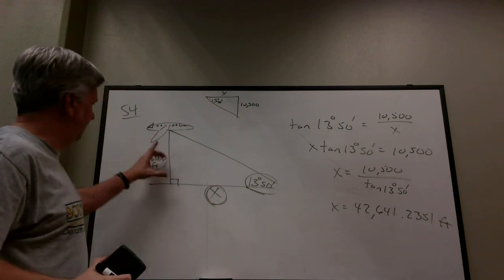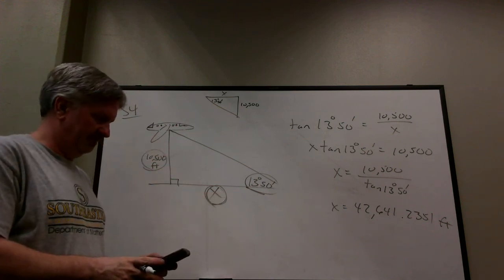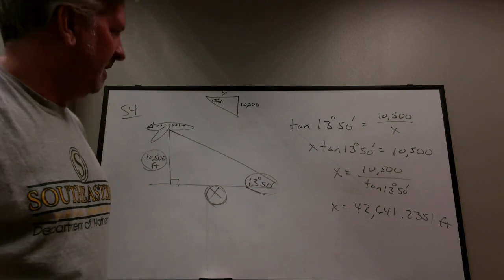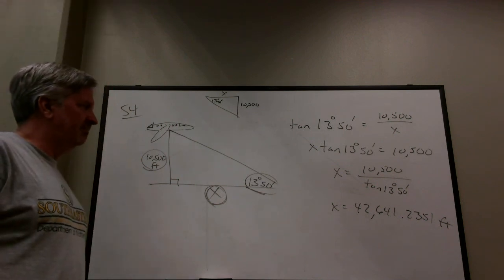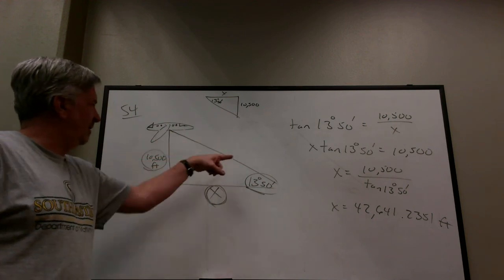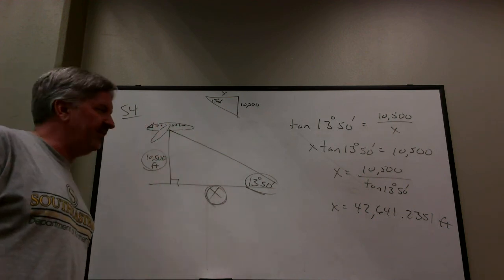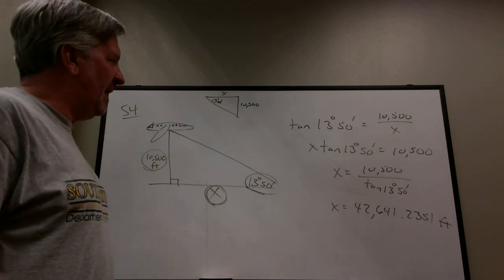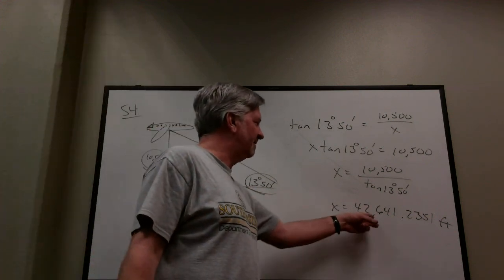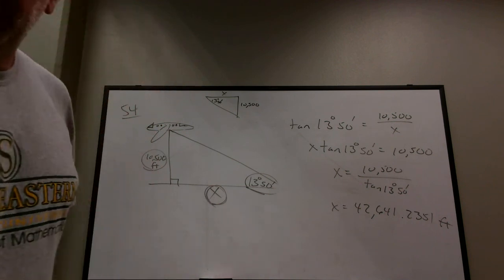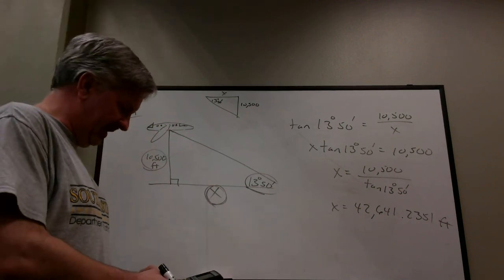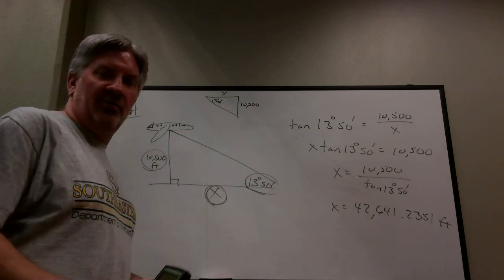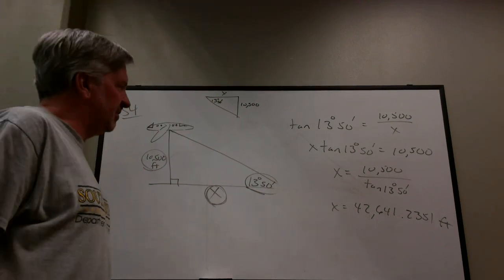This distance was given in feet, so this distance is given in feet. 42,641.2351. How far is that? Is the plane getting close to the tree? Is it far from the tree? Well, remember, a mile is 5,280 feet. So just out of curiosity, if I divide that by 5,280, it's 8.08 miles. So it's a little over 8 miles, just to get a good feeling for it.